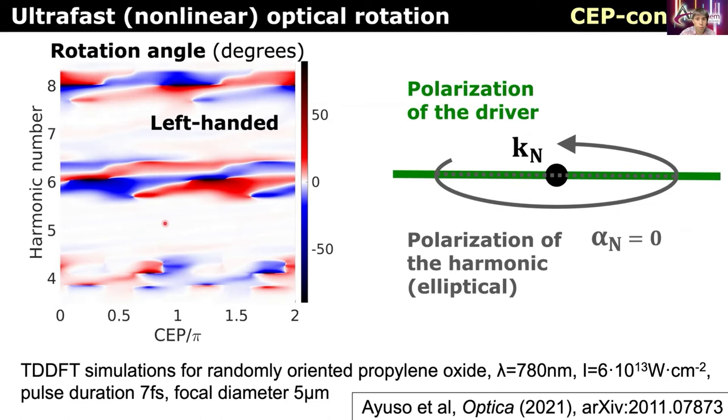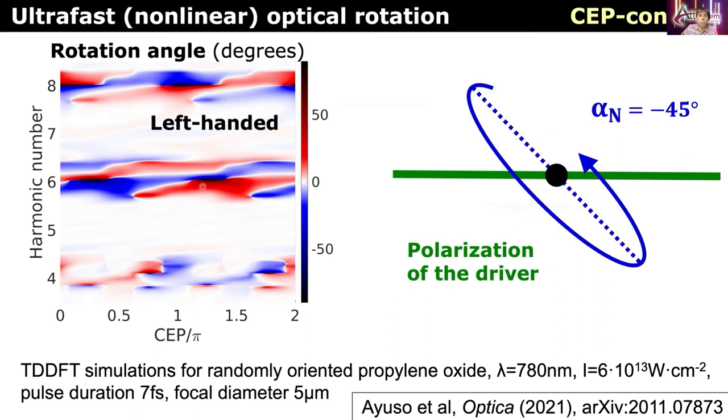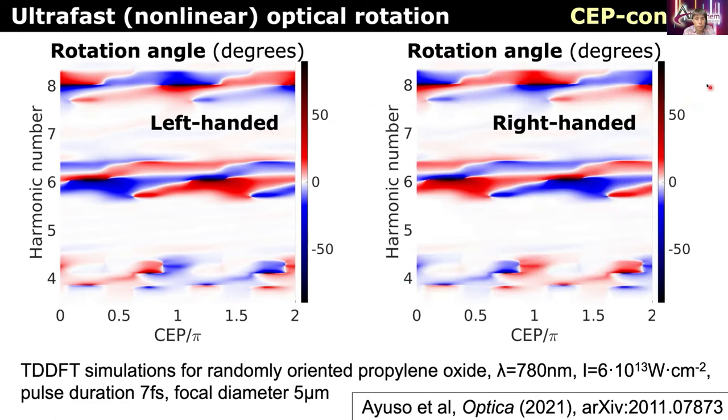Now, positive rotation means that the ellipse is rotated in this direction, and this is what happens here in this region, and negative rotation means that the ellipse is rotated in the opposite direction, and this is what happens in this region. And this is what we get for the left-handed molecule. Now, since this is a purely enantiosensitive response, you can already guess what we are going to find in the right-handed molecule. We get exactly the opposite result. So positive rotation here becomes negative here, and negative rotation here becomes positive here.